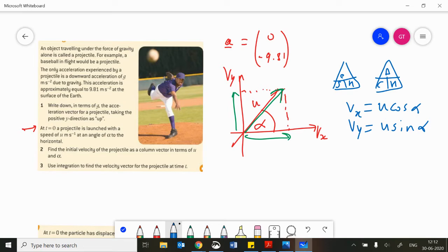Okay, but if we're going to put that together, we can just wrap that up in one vector now. So we can say that v is equal to u cos alpha and u sine alpha here.